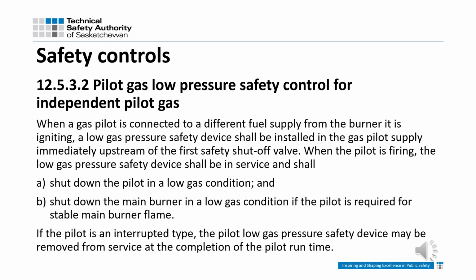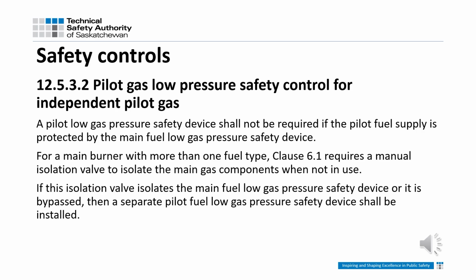12.5.3.2. Pilot gas low pressure safety controls for independent pilot gas. This is the requirements for if the pilot has a different fuel supply. This gives the requirements in A and B for when a shutdown is required. This clause, like the last clause, was rewritten to be more concise in the interpretation.